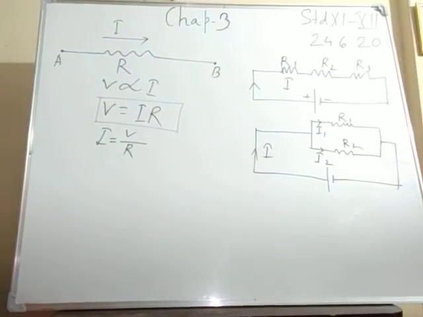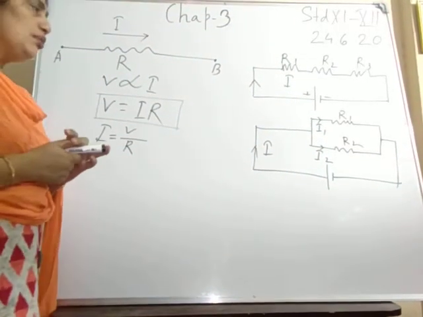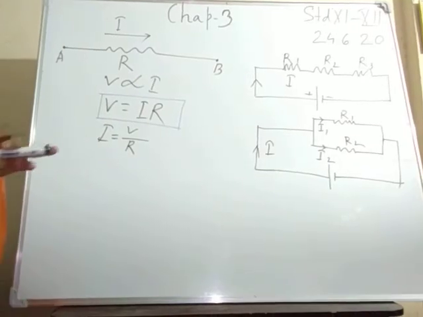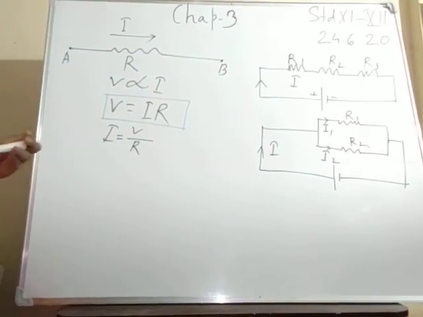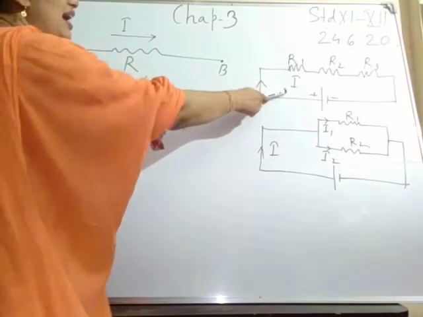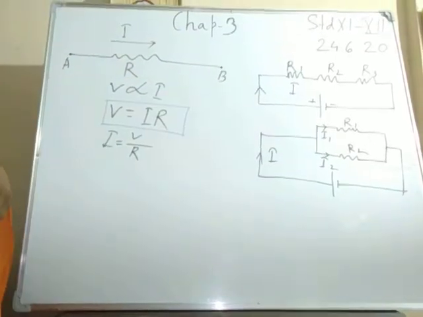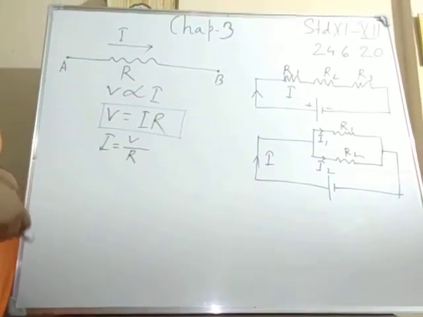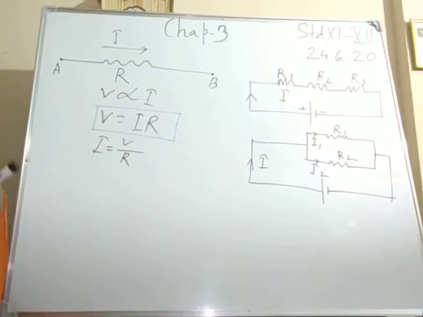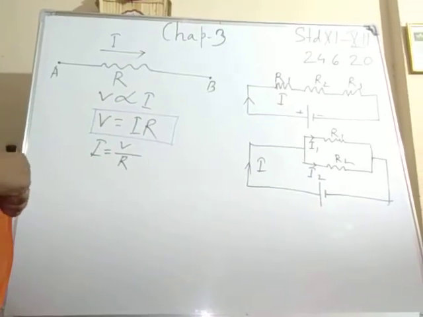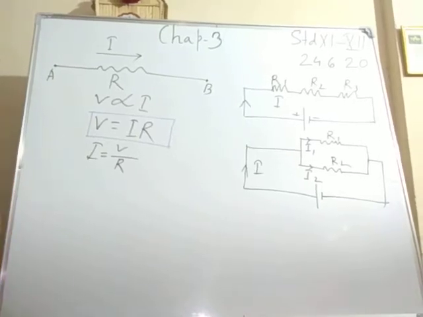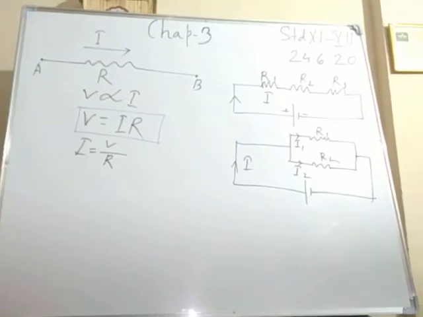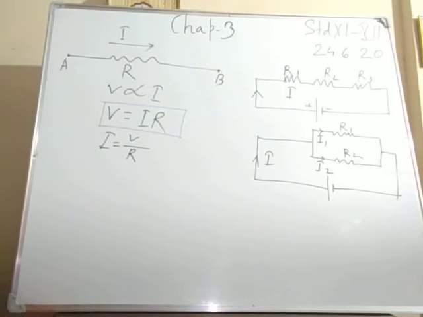Now, you know, resistance can be arranged in a circuit in two ways, in series combination and in parallel combination. Look at the figure. Here, all the resistors are connected one after another. So that connection is known as series connection. In the series combination, the amount of current is same, but the potential difference at the two ends of the resistors are different.